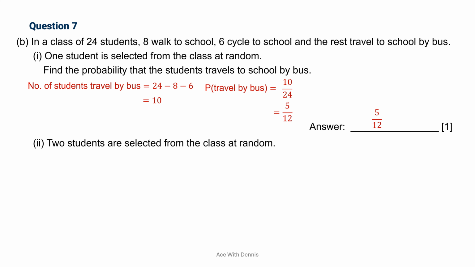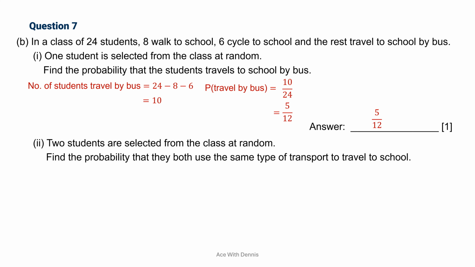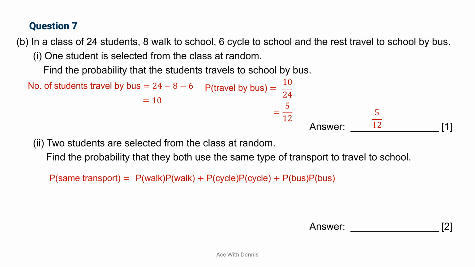2. Two students are selected from the class at random. Find the probability that they both use the same type of transport to travel to school. 2 marks. So, the probability that both of them travel by the same transport will be either both of them walk, or both of them cycle, or both of them go to school by bus. So P(walk) times P(walk) plus P(cycle) times P(cycle) plus P(bus) times P(bus).